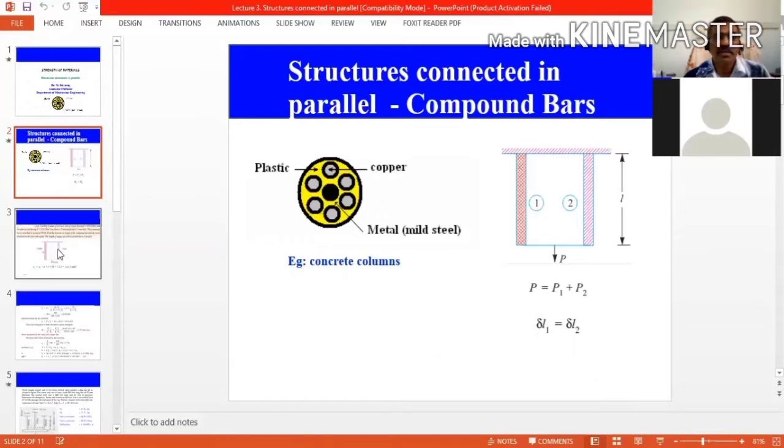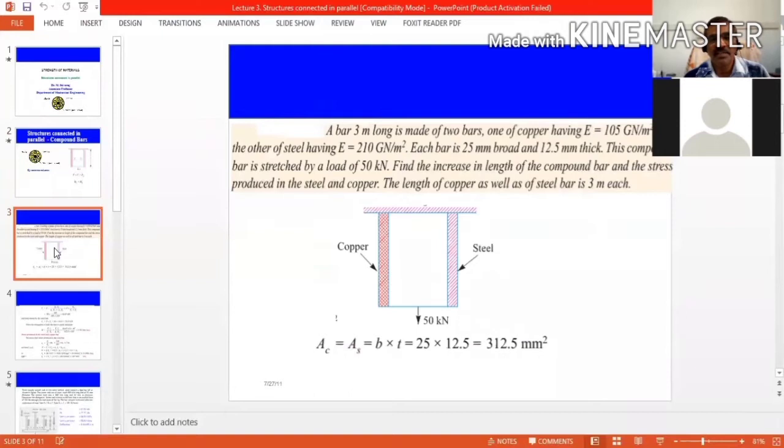So now we'll discuss this problem. Here there are two metal bars given. One is copper, another one is steel. Both are joined together rigidly. Here a 50 kN load is applied, and the cross sections of the copper as well as the steel are given: width and thickness 25 mm and 12.5 mm. Since this is a rectangular cross section, area is B into T. So 25 into 12.5 is equal to 312.5 mm². This is the cross-section area.